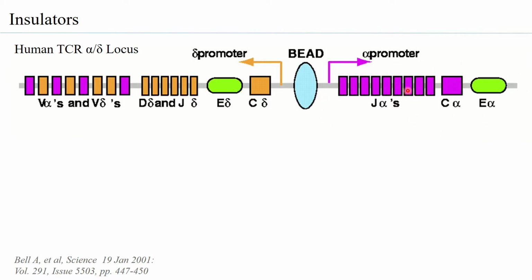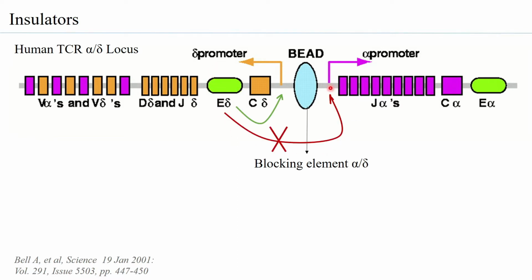And one can also observe that there is an enhancer for the alpha genes and there is an enhancer for the delta genes. And between the two is what is called the blocking element alpha delta. This is basically the insulator region. And this insulator region is ensuring two things. One is that this enhancer, which is specifically for the delta genes, can stimulate transcription from the promoter for the delta genes, while it is not able to influence, because of the presence of the blocking element, the expression of the alpha promoter regions.